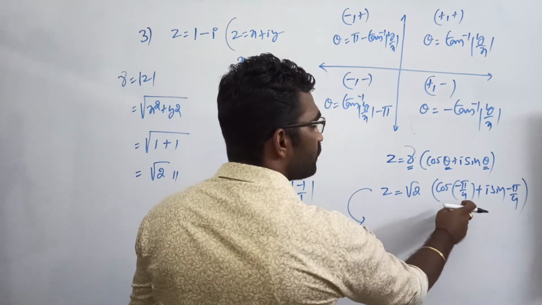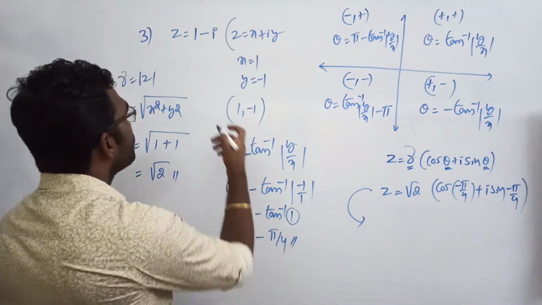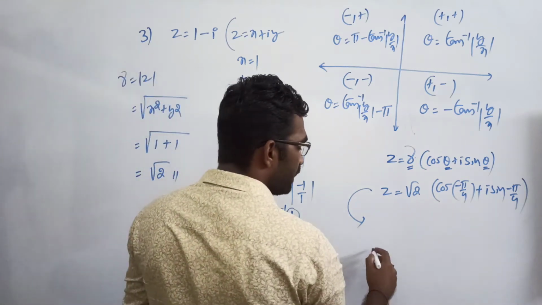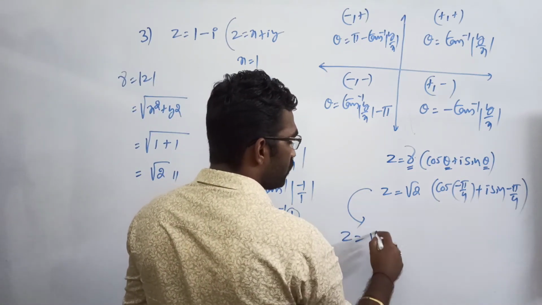Solve all the questions. If you got the correct answer again as 1 minus i, then your answer is correct. So if I solve it again, z is equal to what? Root 2 as it is.